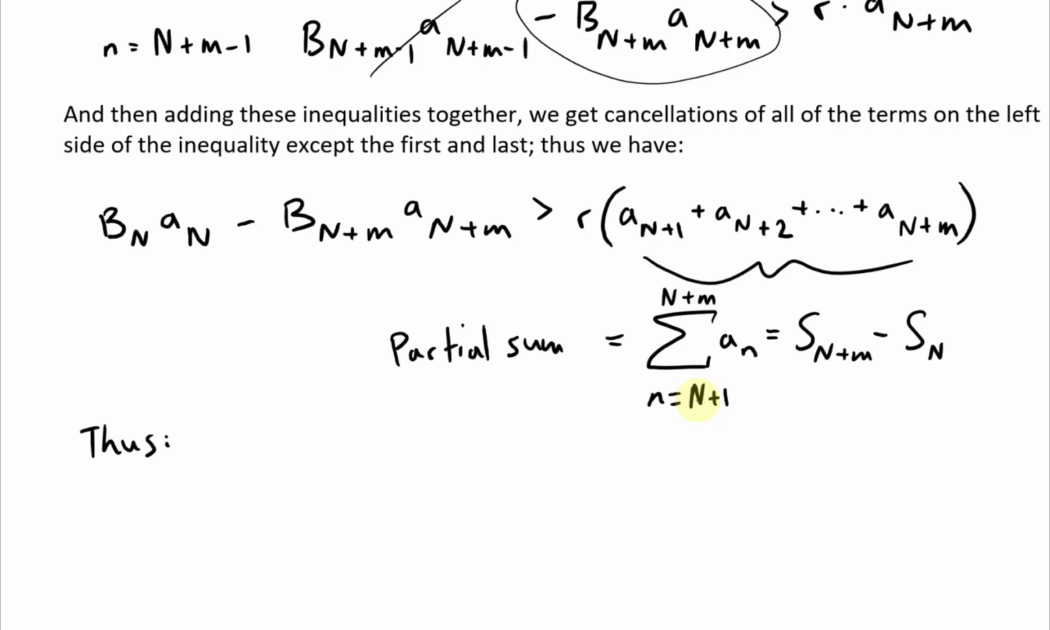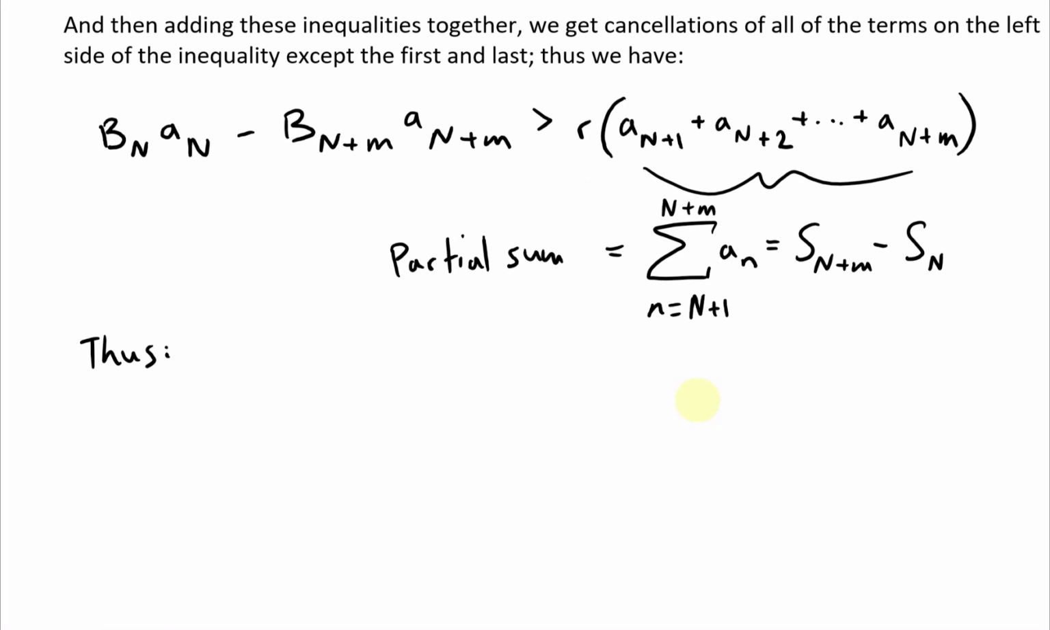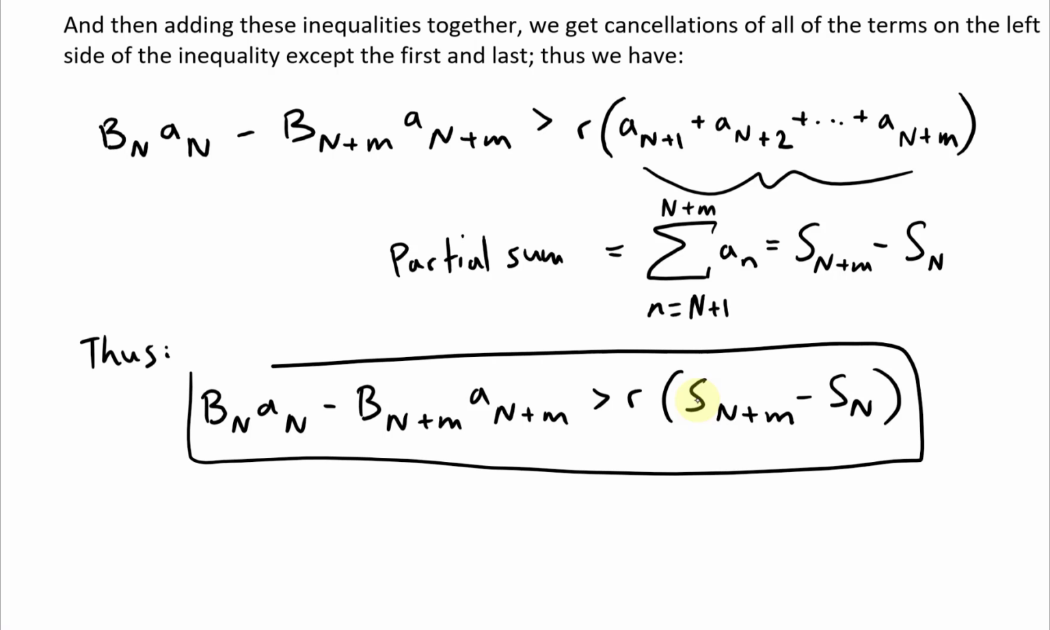So thus, what we get is, let's write it over here. b_N a_N minus b_{N+m} a_{N+m} is greater than r times the partial sum S_{N+m} minus the partial sum S_N, like that. And we could just box this whole thing out like that.